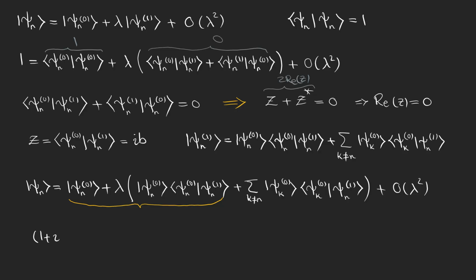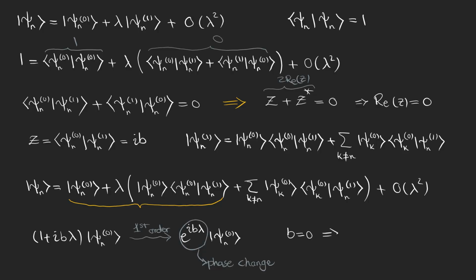Let's factor psi n0 and write the inner product in its pure imaginary form and write the first and second terms like this. To the first order, this is the expansion of e to the power of i b lambda. And this is just a phase change which can be assigned by convention. So if we set b to be 0, this complex number is 0, and this term will vanish. The only remaining terms to the first order are these two.